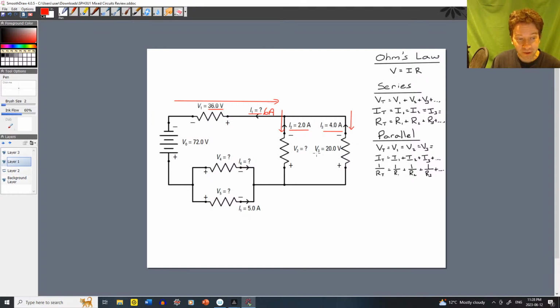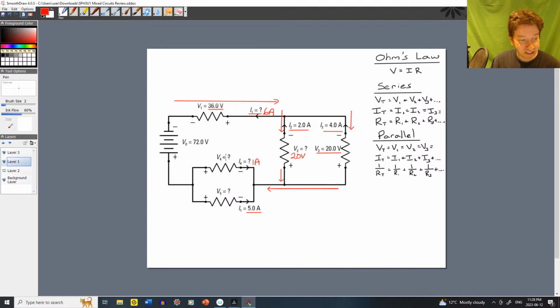Now notice we know what V3 is. Therefore, because these two resistors are in parallel, and in a parallel circuit all of these voltages are the same, V2 is also going to be 20 volts. Okay, let's move on, see if we can fill in everything else. So our current here comes back together to be again 6 amps, and then it splits again into 5 and therefore 1 amp.